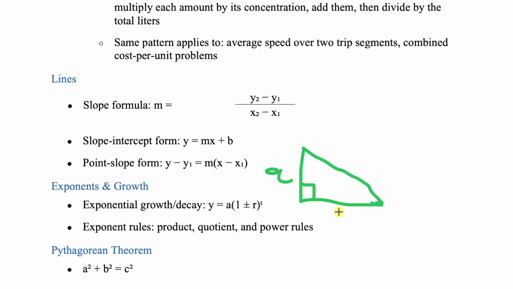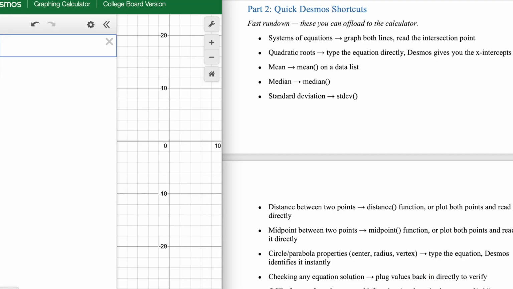Here, this is A, this is B, this is C. C is always the hypotenuse. If you have any two side lengths, you can figure out the other one. So just A squared plus B squared equals C squared, and you just solve for the missing side length all the time. So this is very useful and used a bunch of times. Now on to every Desmos shortcut you need to know.